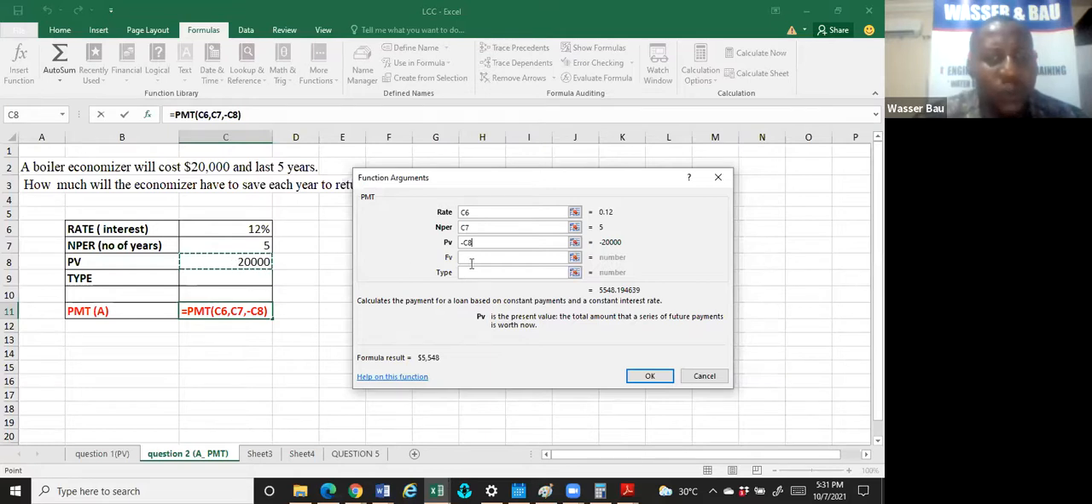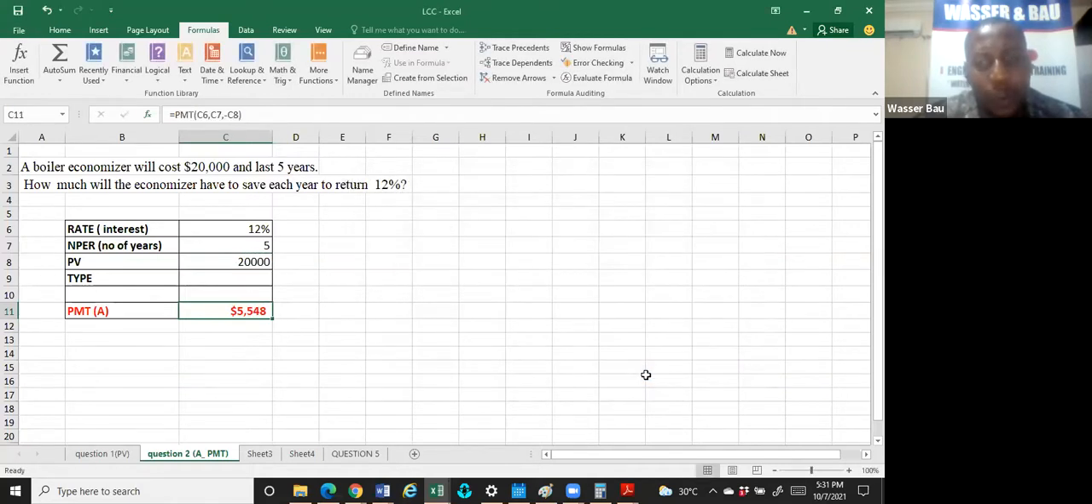We have no business with FV, we have no business with type. So automatically the answer will pop up as 5,548. So this is the amount of money that the project must return. This is the amount of money I must receive every year for me to go ahead with that investment. If you have done it, please just type done so we can move forward.